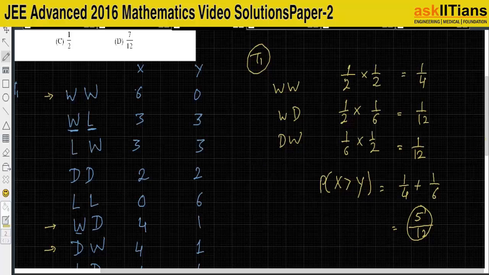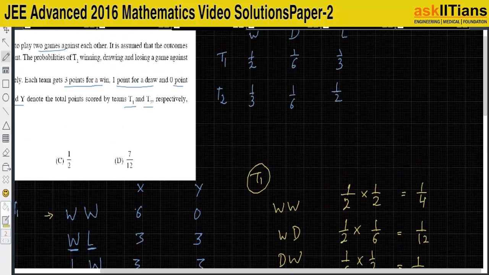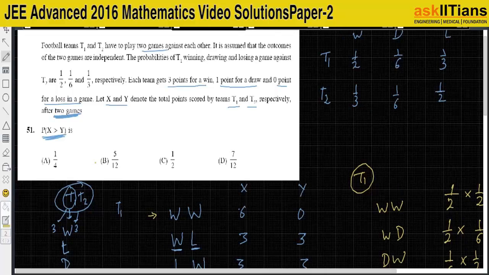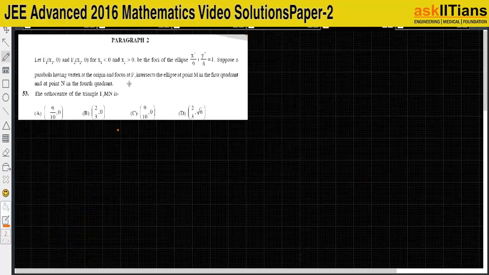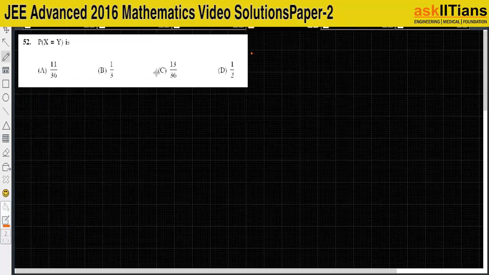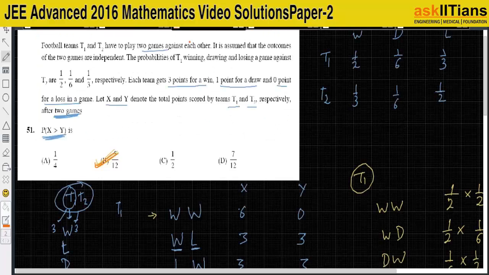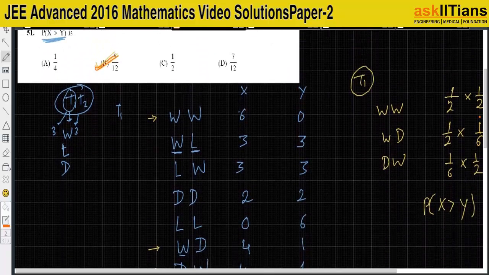So for this question the answer is 5 by 12. It was a very easy question actually. Okay, 5 by 12. And what is the second part? The second part says, not this one, this one, the probability that x is equal to y, right? So I'll solve that question also on the same board. Probability that x is equal to y.